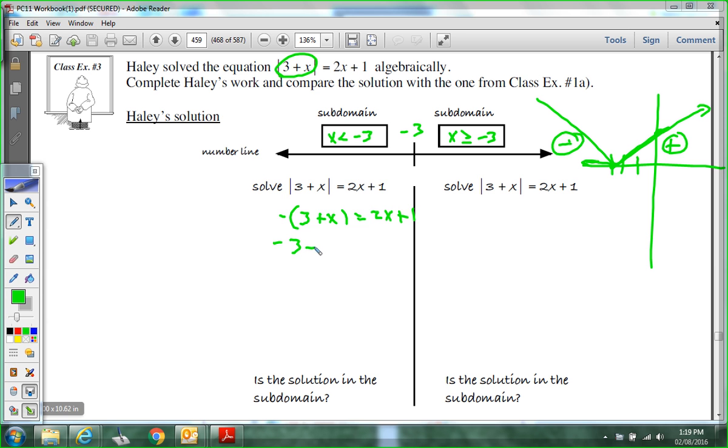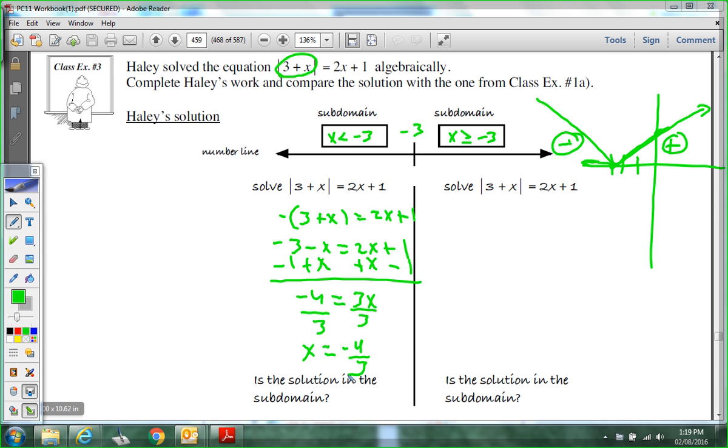Now that makes it negative 3 minus x equals 2x plus 1. Then let's move my x over. Add x, minus 1, negative 4 equals 3x, divide by 3, x is negative 4/3. So here's the issue. Is negative 4/3 less than negative 3? It is not. That means this is not going to cross. It's not going to have a solution there, so that's a no. So the question below, is there a solution in the subdomain? It is not.